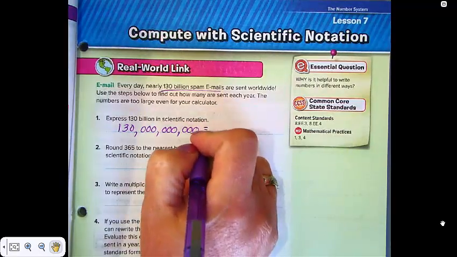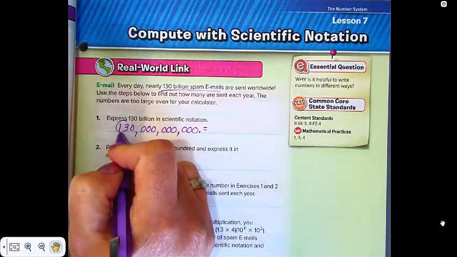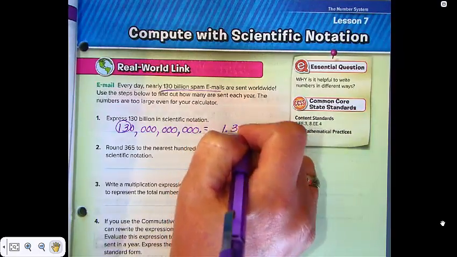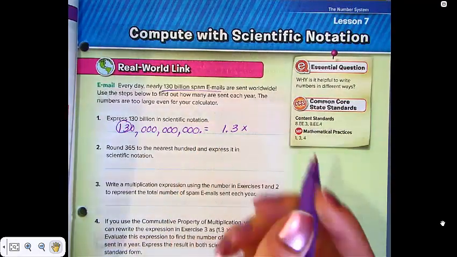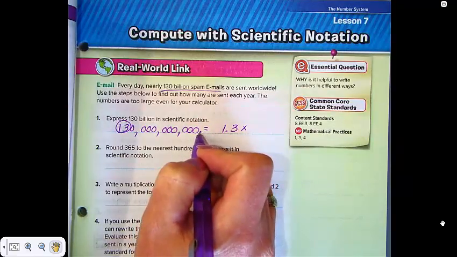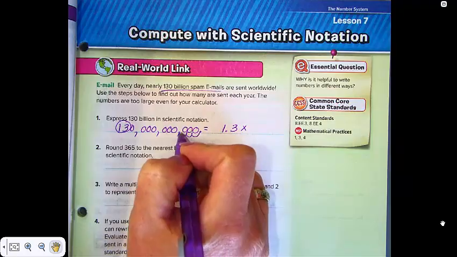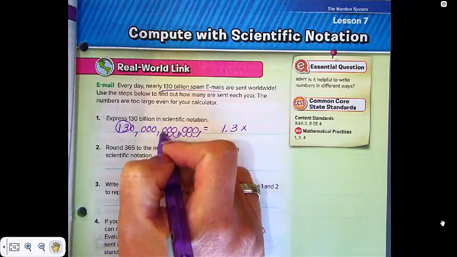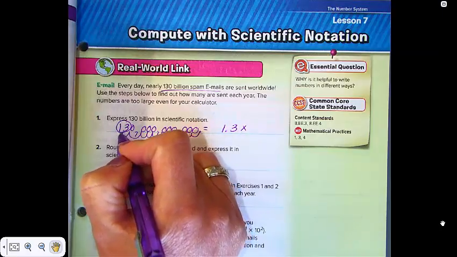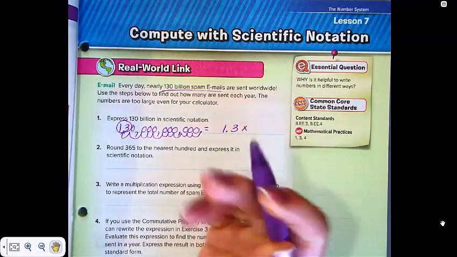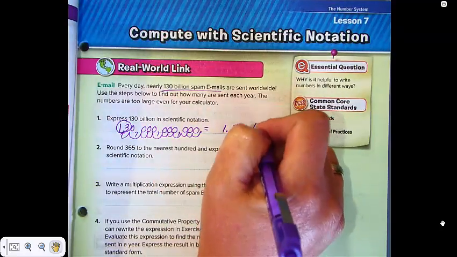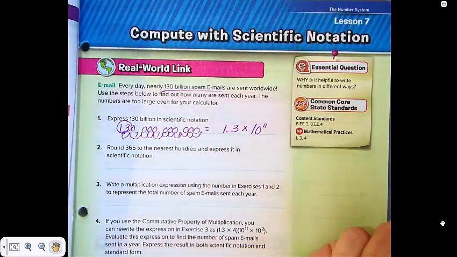Hopefully you remember that I want this number to be the front of my notation. So how many times am I going to have to move this decimal point in order to make it 1.3? Well, the answer is 1, 2, 3, 4, 5, 6, 7, 8, 9, 10, 11 times. So because I moved that decimal point 11 times, my answer is 1.3 times 10 to the 11th.